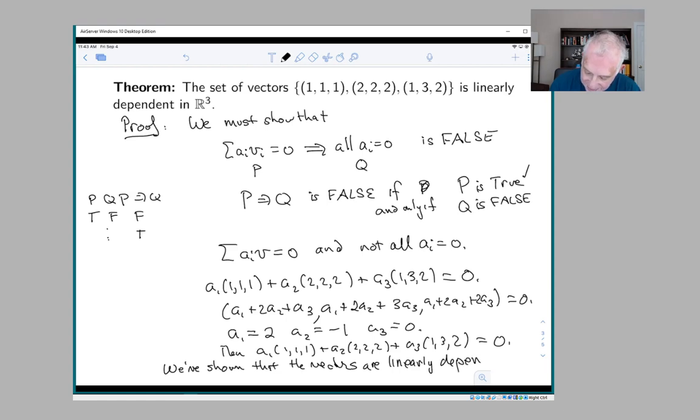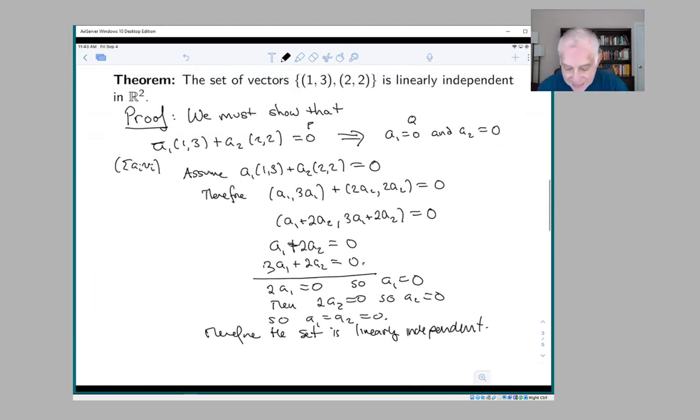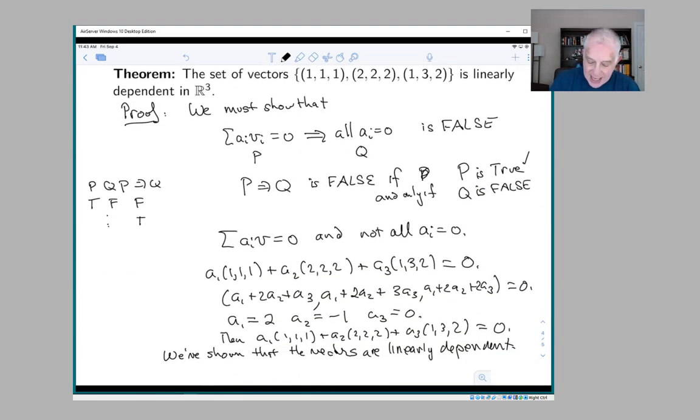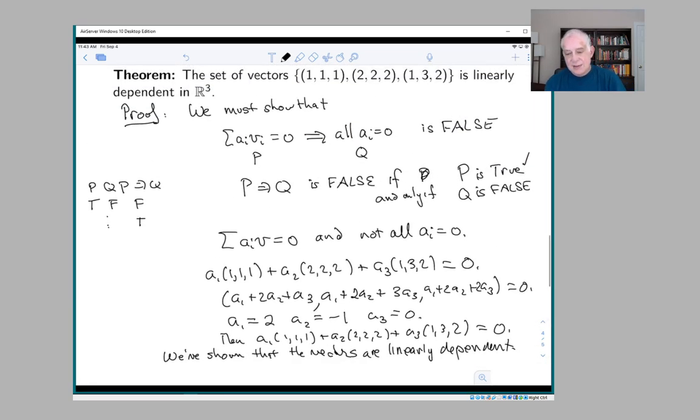Notice that we only had to find one example. So in the previous case where we're proving that they are linearly independent, we have to show that no matter which A's you pick, there's no way to get zero unless both A's are zero. Here, we just have to find one example of some A's where the sum is zero but the A's are not zero to make this implication false. So there's a little bit of a blast from the past, to take you back to your linear algebra days, and we'll move on from here.